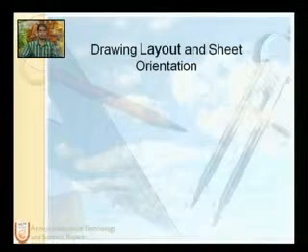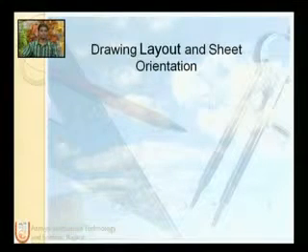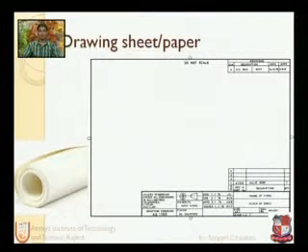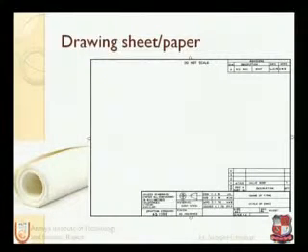Now let's move on to the standard of drawing layout and sheet orientation. So what is drawing layout? This is on the screen right now. We have the standard sheet. The drawing should look like this. It contains a title block, symbol, bill of material, additional information, revisions, and a trimmed drawing space. Basically, the title block is drawn in the bottom right-hand corner.